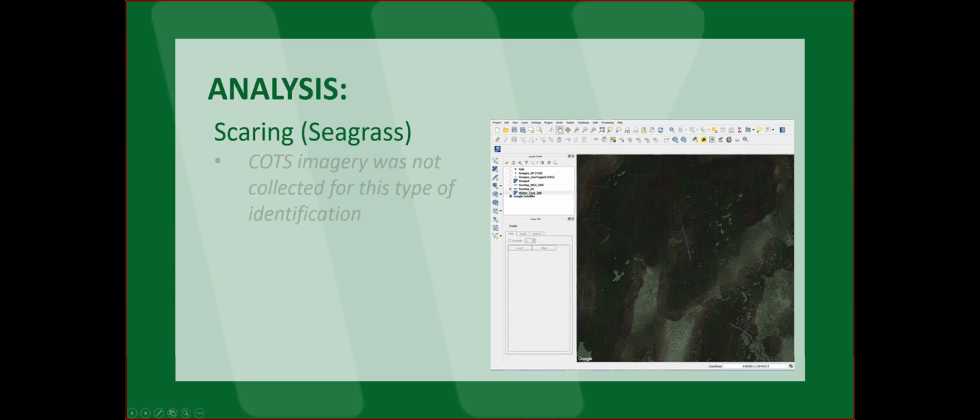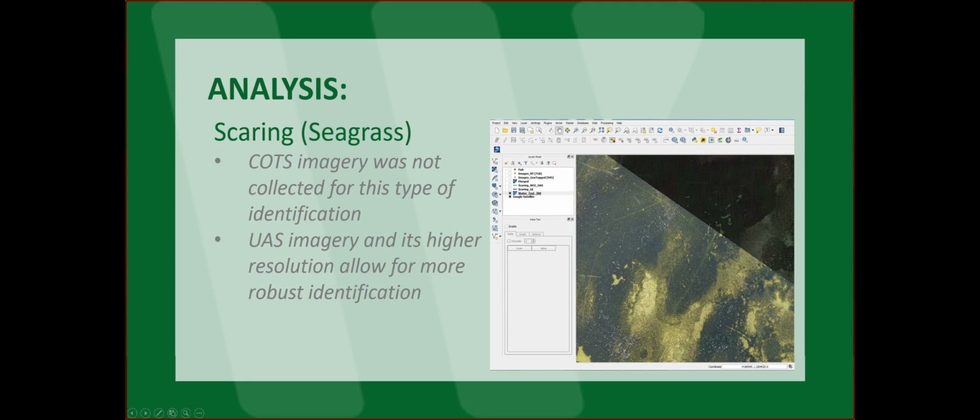Scarring. Again, COTS imagery not collected for this type of identification. However, you could see the purple lines. We were able to extract some scarring. If you overlay the UAS imagery, you can see a lot more information. The green lines represent the scarring seen in the UAS imagery.